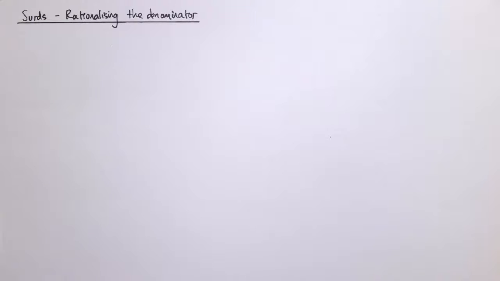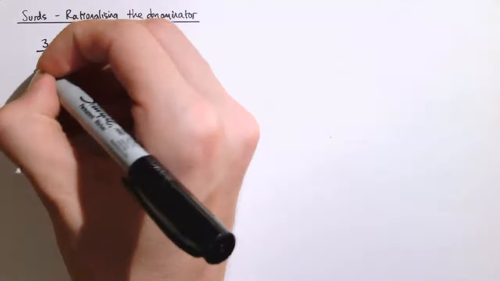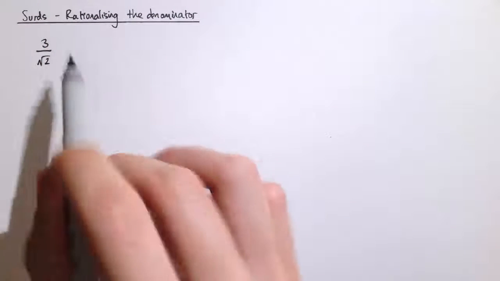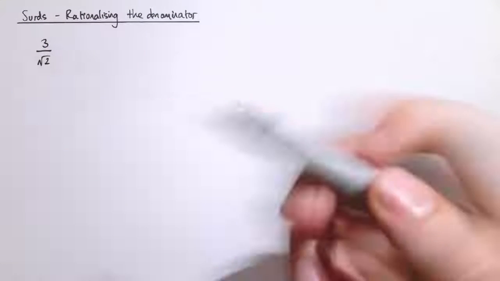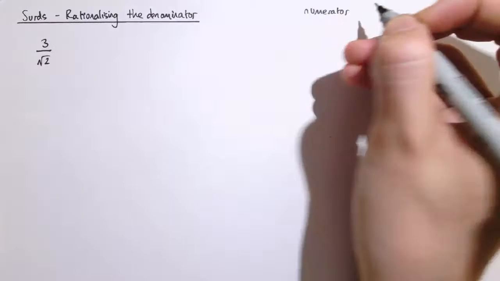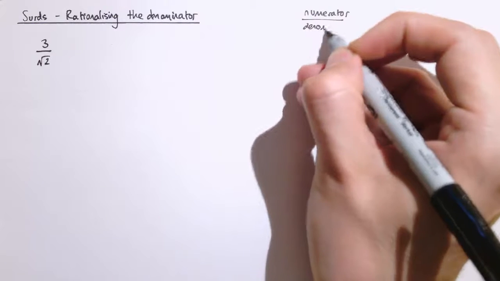In this video we're going to look at rationalizing the denominator in surd expressions. So let's think about what those two words mean, rationalizing and denominator. For example, if we've got 3 divided by the square root of 2, this is a fraction, and we know that the top of the fraction is called the numerator, and the bottom of the fraction is the denominator.